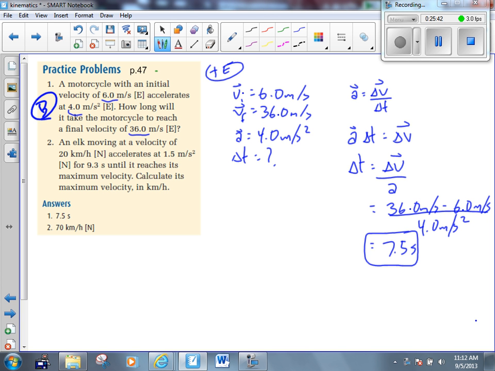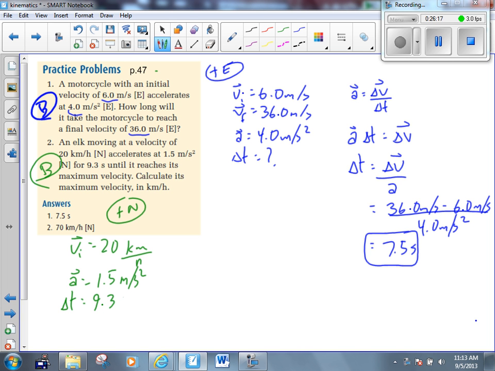Are we constant velocity or are we speeding up? We're speeding up here, right? We want to find out what that final velocity is, how fast that elk is moving after it accelerates at 1.5 meters per second squared. It's a group B problem. We're going to say north is positive, first of all. VI is 20 kilometers per hour. We're going to say that A is 1.5 meters per second squared, and that T is 9.3 seconds.